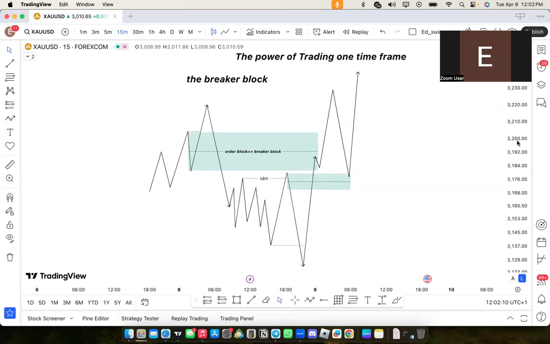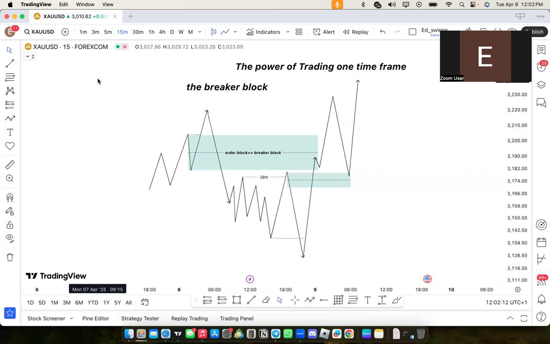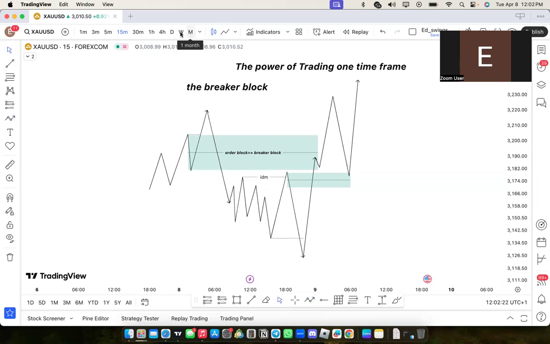Now, I'm just going to be doing this on the 15 minutes time frame. Forget about all this whole monthly, weekly, daily, and all that, because most times people get confused trying to correlate the monthly, weekly, daily, higher time frames to interpret what they will do on lower time frames. So it gets confusing. I know many people are struggling with this.